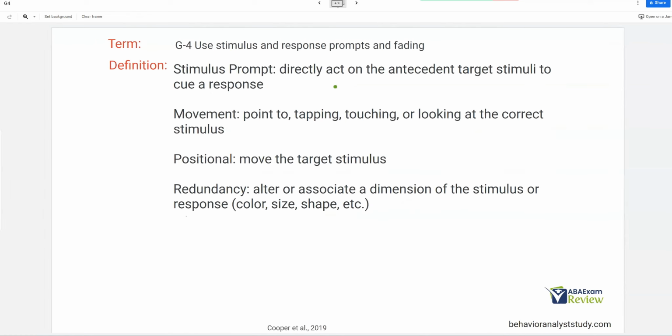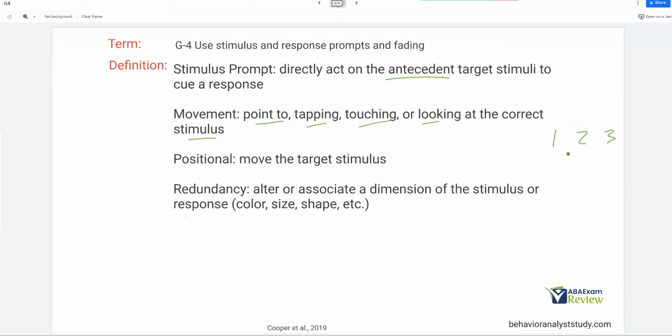With stimulus prompts, these are sometimes a little more confusing. Just always think, am I focused on the response or the stimulus? Because with the stimulus prompt, we're acting directly on the antecedent target stimuli to cue that response. So a movement prompt, sometimes referred to as a gestural prompt, is where you're pointing to, tapping, touching, or looking at the correct stimulus. If I have 1, 2, 3, and I say point to 2, and then I start tapping 2, that's a movement prompt. I am acting on the stimulus. That's where it can get a little tricky. We're acting directly on the stimulus.